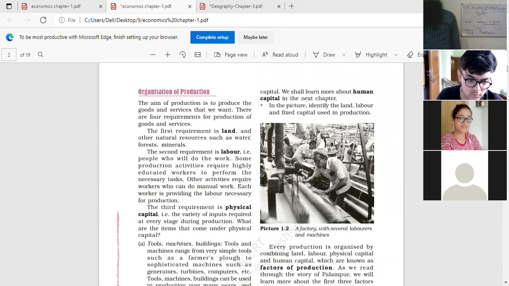Labor. The second factor of production is labor. Labor means the physical and mental efforts put in by individuals for production. Mental means those doing the work in our offices, officials. On the other side, there are laborers doing the work of running machines. Laborers putting forward their efforts, mental and physical, in the task of production is known as labor. Clear? They are playing the role of labor.